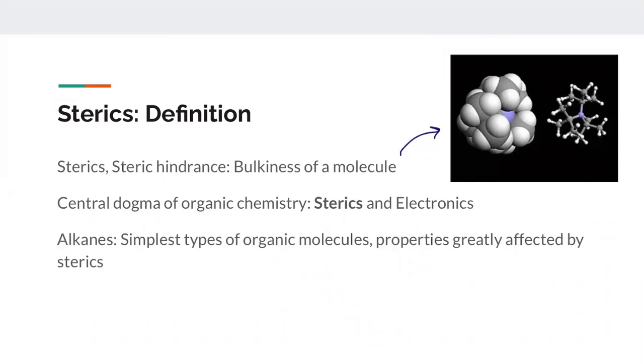And in order to understand sterics, we will also need to learn a little bit about alkanes in this video. Alkanes are some of the simplest types of organic molecules that do not consist of any double bonds and only single CH bonds. And the properties of alkanes are greatly affected by sterics, as are the properties of almost all organic molecules.